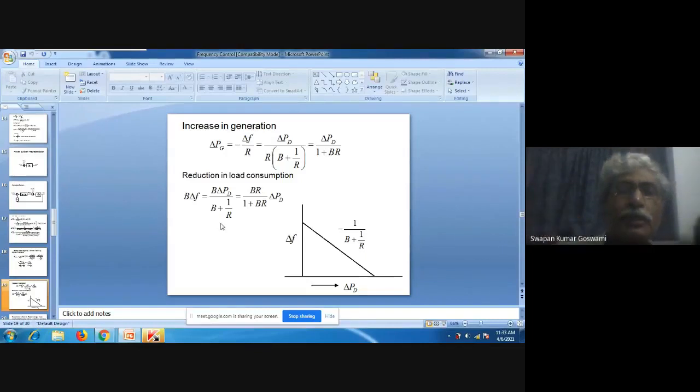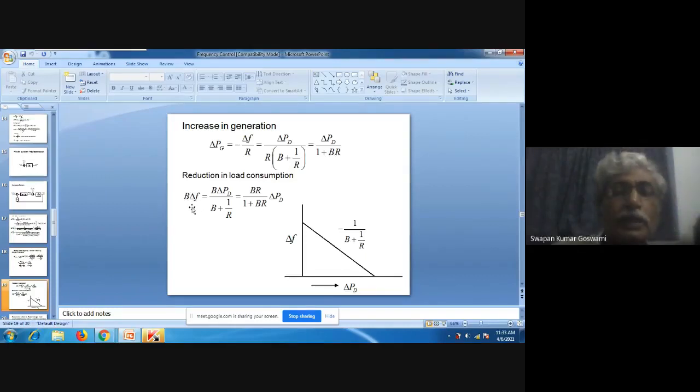Now you see one thing. Let us assume that the load is not frequency sensitive. If the load is not frequency sensitive, then this part, B delta F, would have been absent. Am I clear? If the load is not frequency sensitive, that means the demand of the load does not depend upon frequency. If this is true, then B delta F, this part, will be zero, is it not?